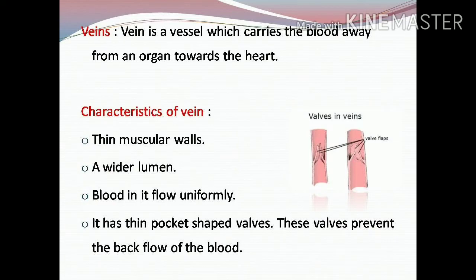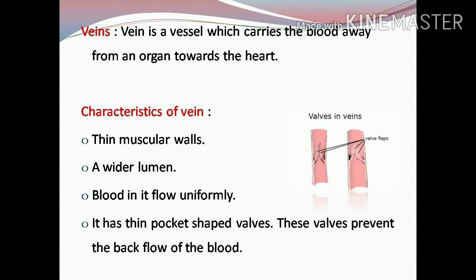Next, vein. A vein is a vessel which carries the blood away from an organ towards the heart. Its main characteristics: it has thin muscular walls. Here the walls are very thin. Next, it has a wider lumen, the central part.